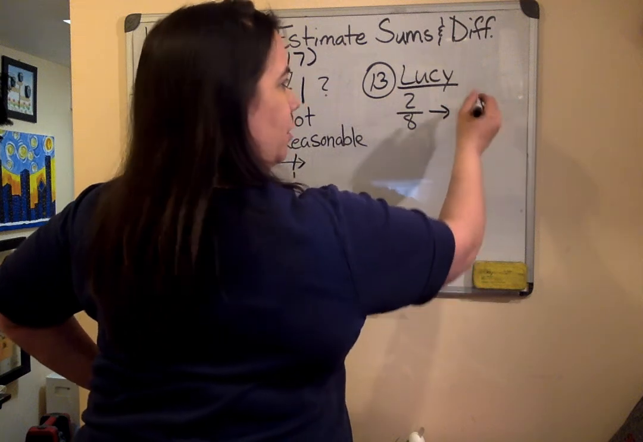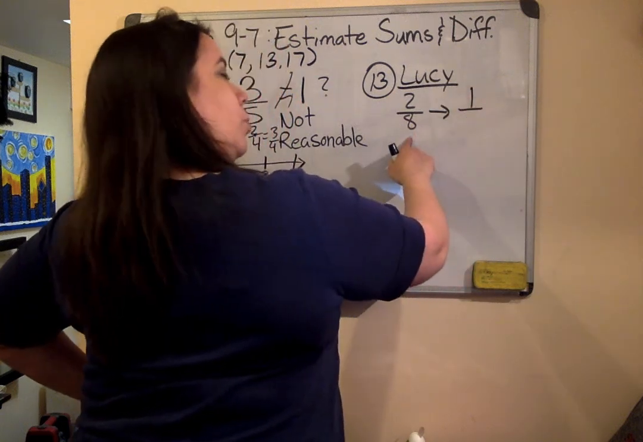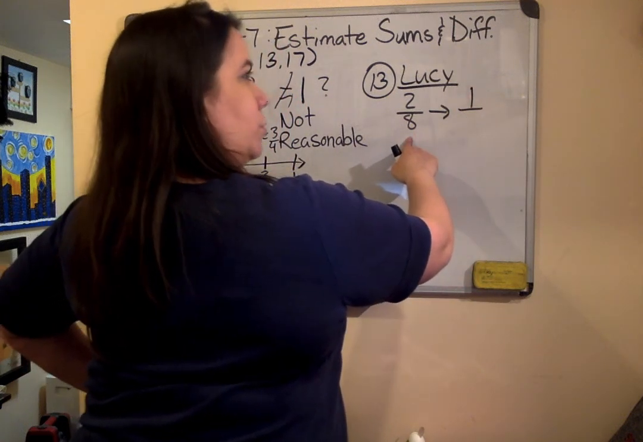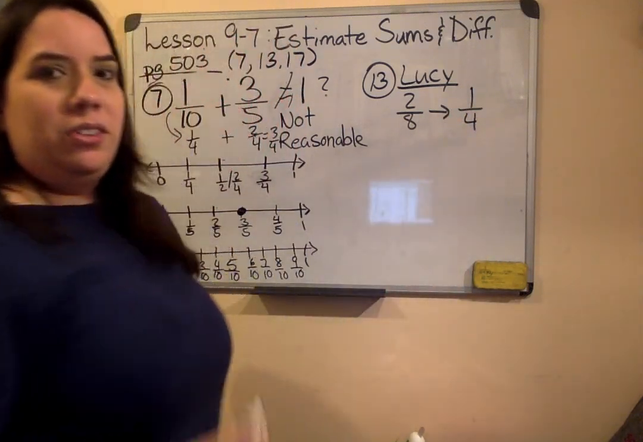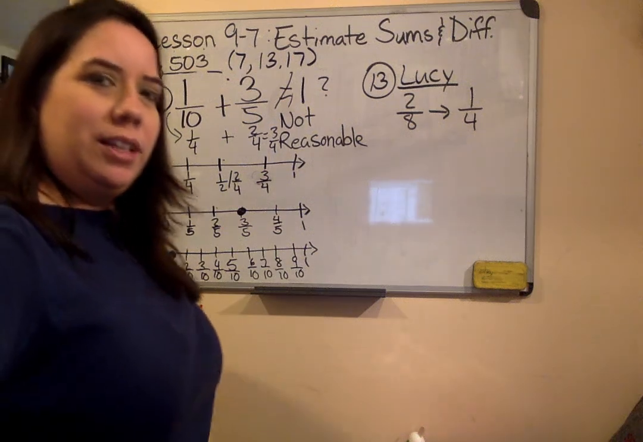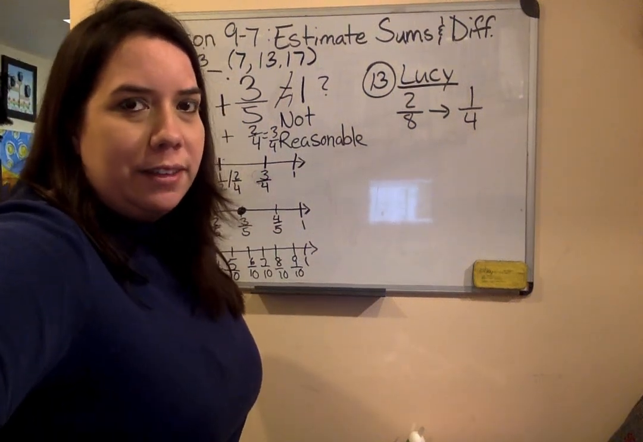2 divided by 2, that's 1. 8 divided by 2, 8 dividido por 2, cuatro, 4. 1/4. Lucy ate 1/4, and I didn't have to draw a number line. Yay for little shortcuts. I like them.